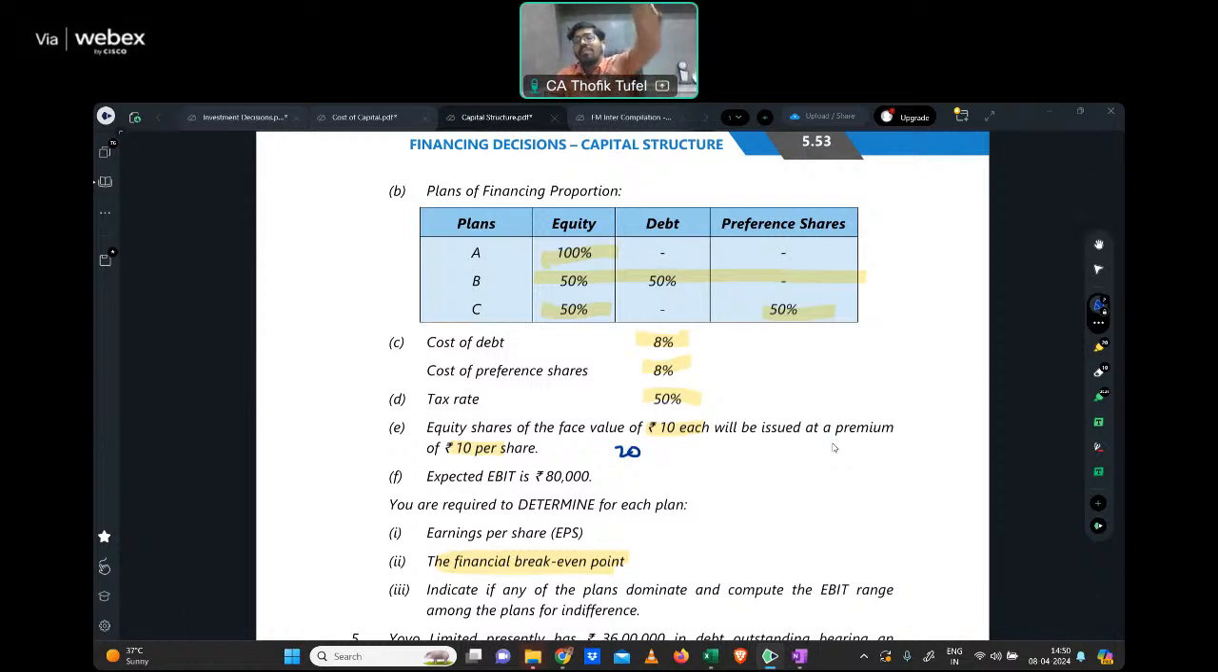So start from EBIT and find out what the EPS is. This is the first tip. Second thing, find out the financial break-even point. In the first case, the financial break-even point will be 0, because there is no interest and no preference dividend. In the second case, the financial break-even point will be interest. In the third case, the financial break-even point will be preference dividend divided by 1 minus t. Here interest is 0. Are you all with me?